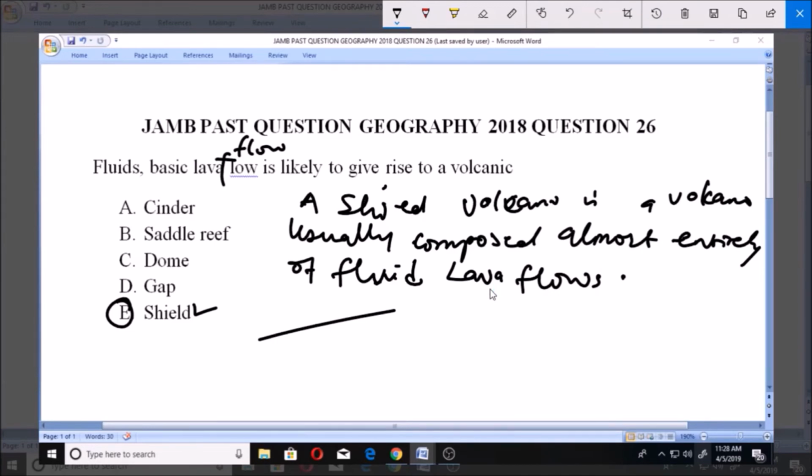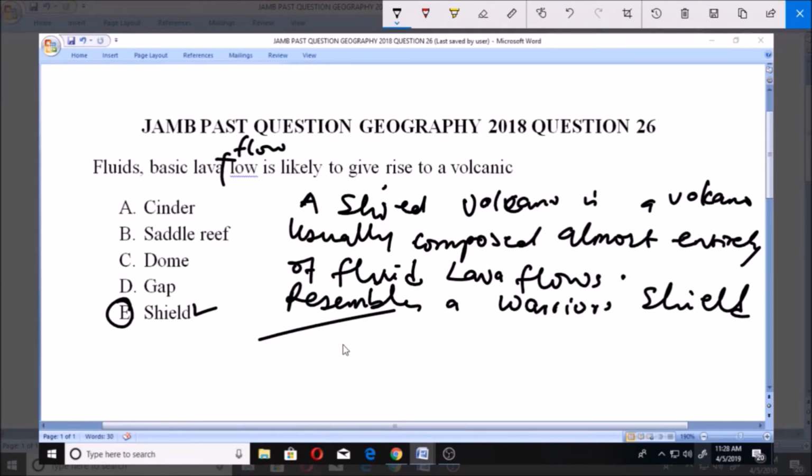Now, it is named for its low profile, resembling a warrior's shield. So a shield volcano resembles a warrior's shield. You know warriors. The shield they use when they go to war, this shield volcano resembles it. That's why it is called shield volcano, because the volcano resembles a warrior's shield lying on the ground.